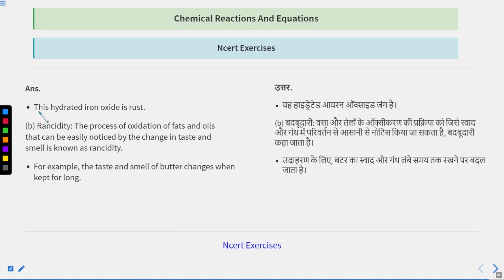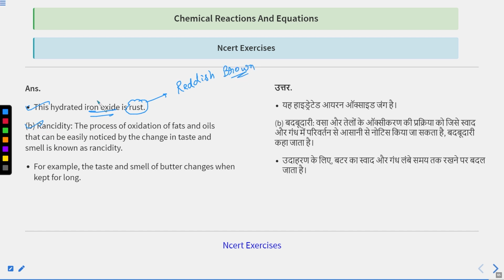Before that, I want to tell you that hydrated iron oxide is named rust, and has a reddish brown color. Rust is a reddish brown colored layer which is formed on the surface of iron metal or iron objects, iron articles.